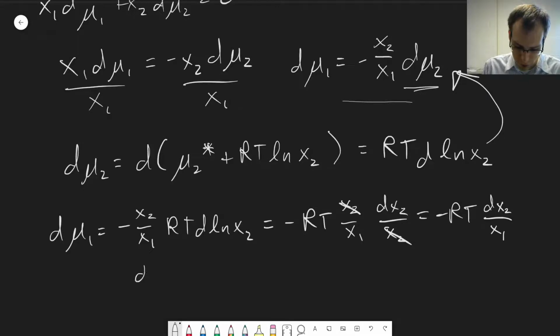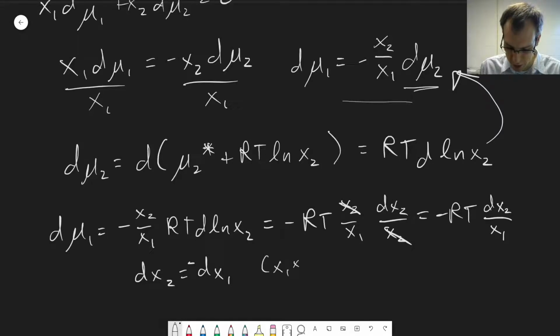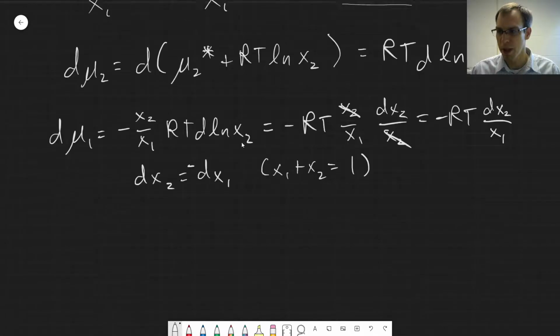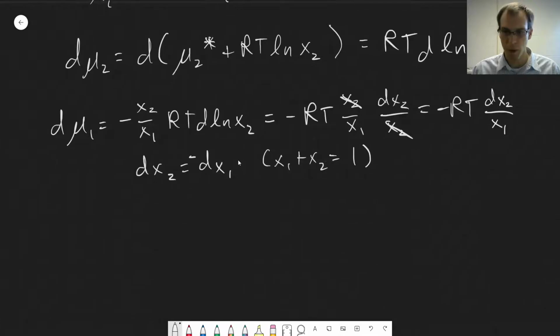Well, we know that if we have any change in the mole fraction of x2, it has to be matched by a change in the mole fraction of x1, but the negative of it. This is because if we add together x1 plus x2, that has to equal 1, just by definition. We only have a 2-component system here.